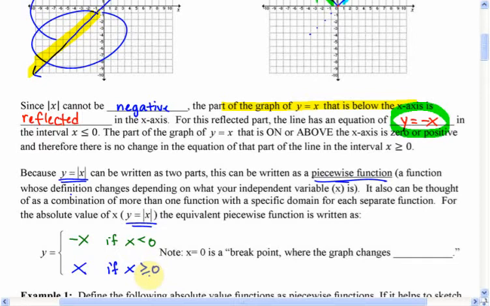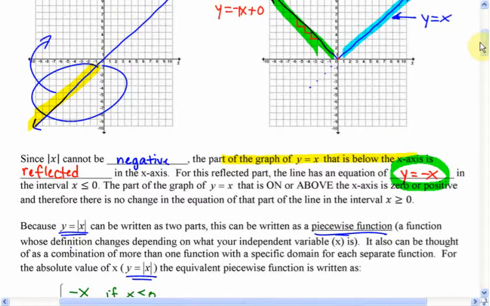Now, notice what happens at 0. At 0, up there, and I'm sorry you can't see it right now, let me move back. The graph kind of changes its direction. Can you see that? Yes, Ryan?